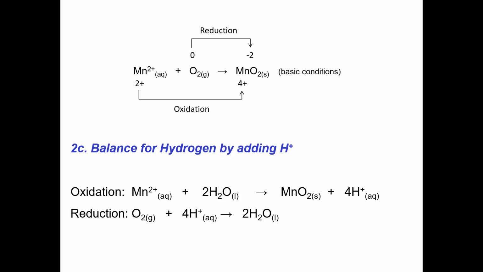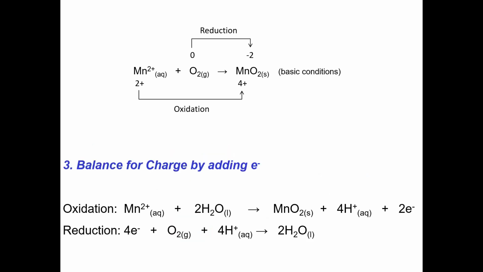At this point, we're ready to balance for charge. In our first equation, we have a +2 charge on the left, but a +4 charge on the right. So we would add 2 electrons to the right-hand side to balance it. And then in our second equation, we have a +4 charge on the left and a 0 charge on the right. So that's going to take 4 electrons to balance that out. We can add in those electrons, and that's going to look like this.